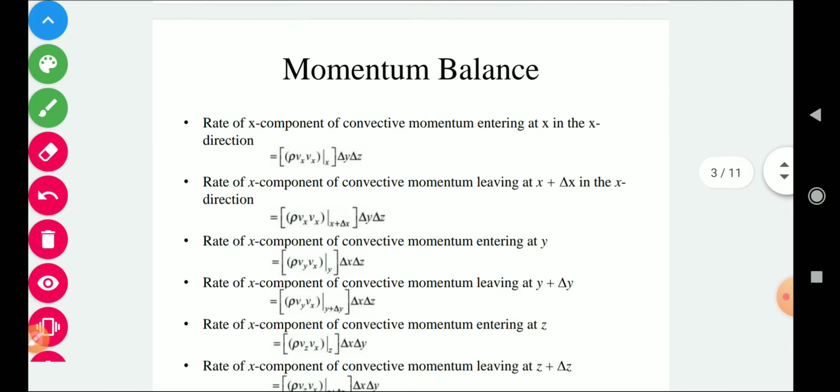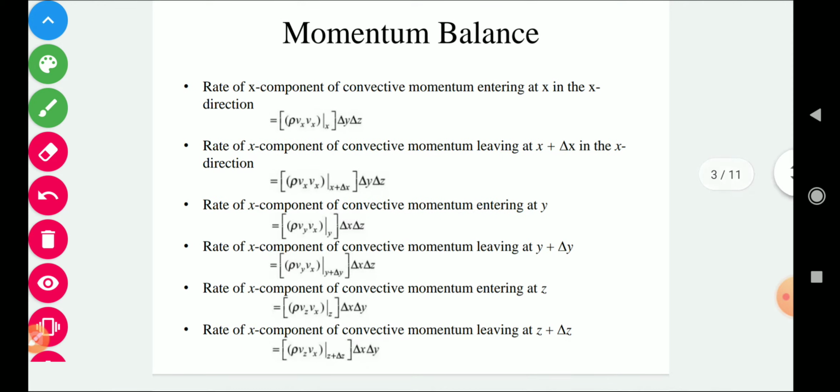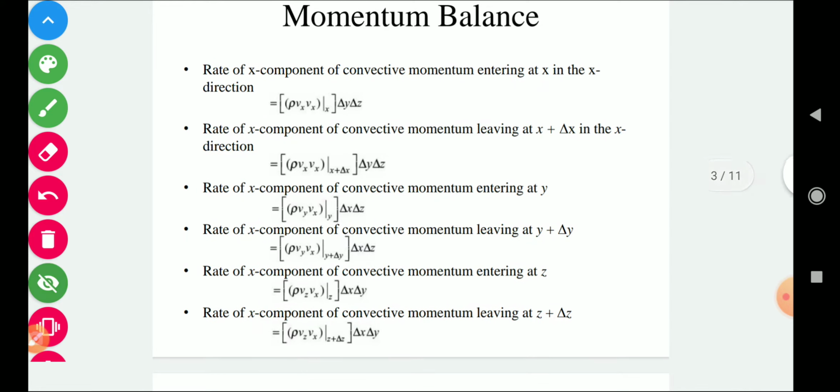So the rate of x component of convective momentum entering at x in x direction will be equal to rho vx into area, that is delta y into delta z. Similarly, the rate of x component of convective momentum leaving at x plus delta x in x direction will be equal to this one, rho vx at x plus delta x, delta y delta z.